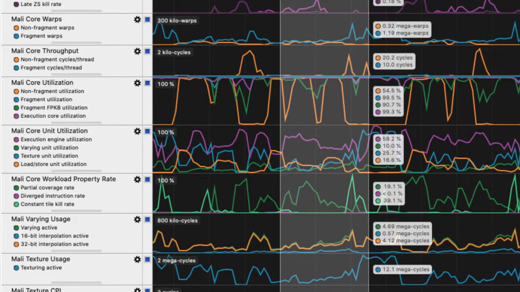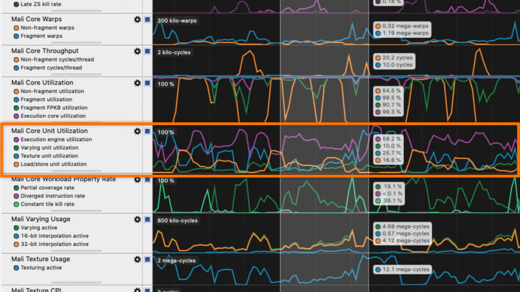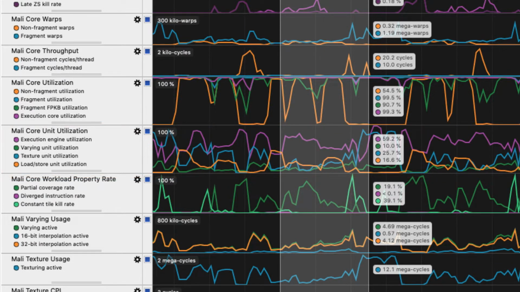Streamline provides a range of charts to help you analyse shader behaviour. The Mali Core Unit Utilisation chart shows the percentage utilisation of the functional units inside the shader core: the execution engine, the varying units, the texture units, and the load store unit. To improve performance, you should try to reduce load on the most heavily utilised functional unit, in this case, the execution engine, although reducing load on any of the units is good for energy efficiency.